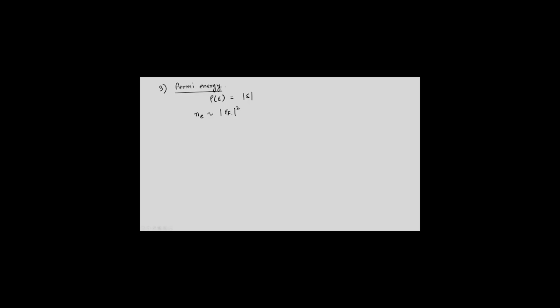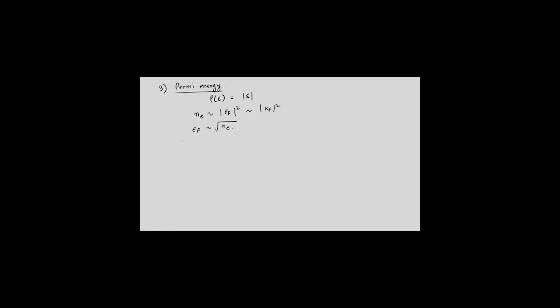So Ne goes as epsilon f square, which tells you that this is like Kf square, the Fermi wave vector square, because there is a linear dispersion, unlike parabolic dispersion. So epsilon f is then proportional to root over Ne. Which means that the Fermi energy depends on the electron density.